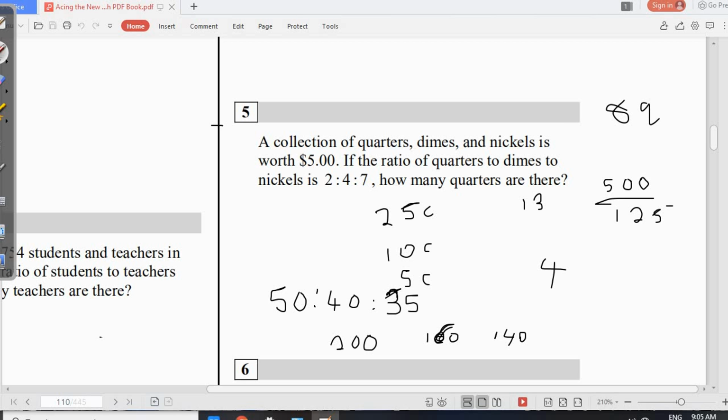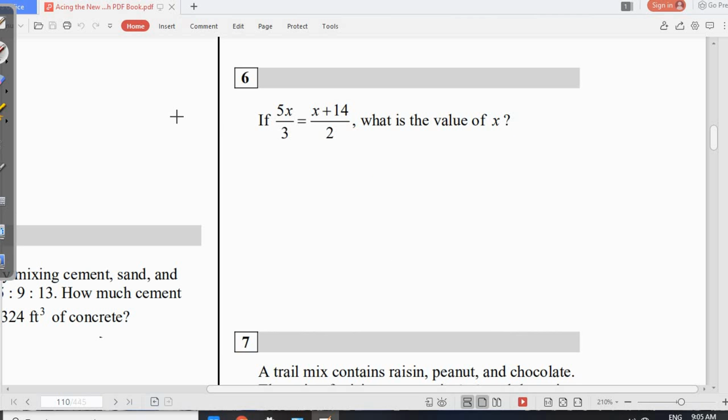You could also multiply this 4 by 2. You have 8 quarters. You can also multiply 4 by this, you get 16 dimes. 4 by 7, you have 28 nickels. So this is a way of solving this. Let's move on. We'll solve a question that looked like this.